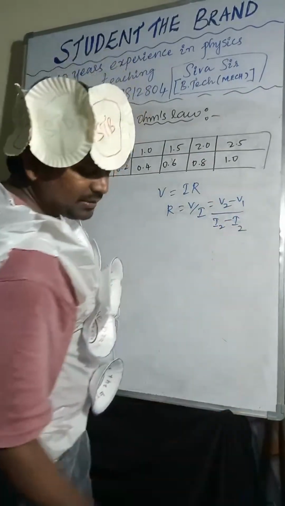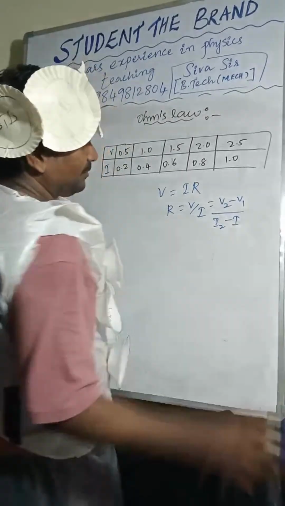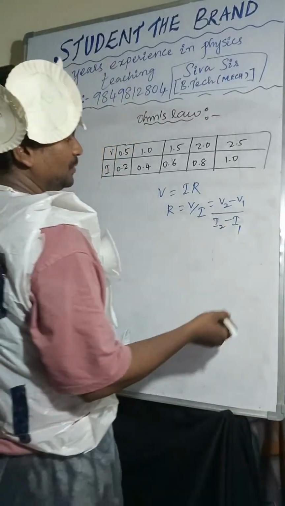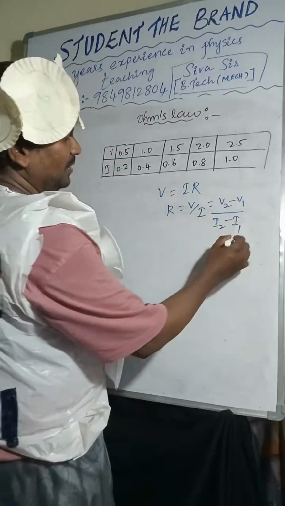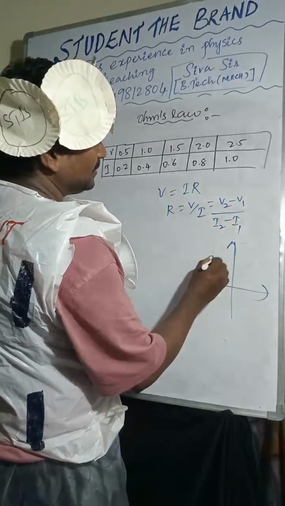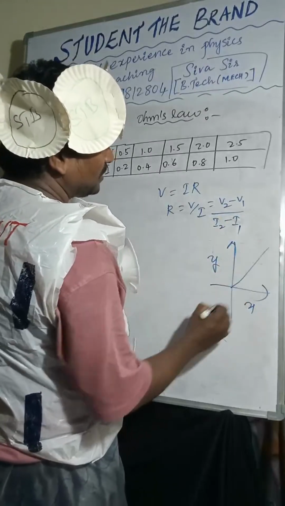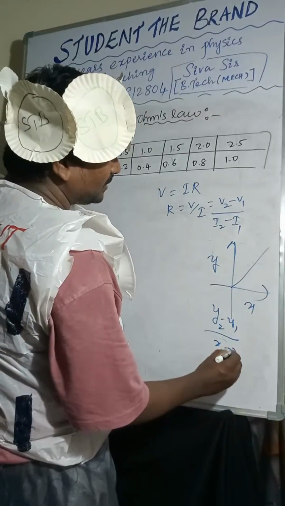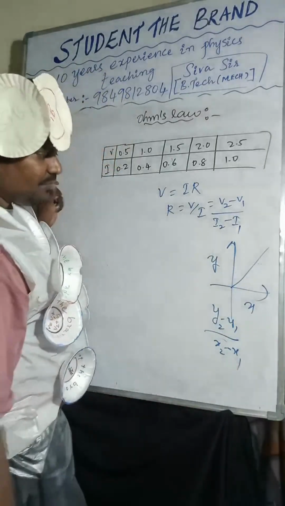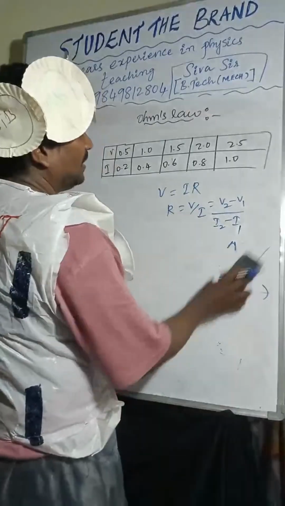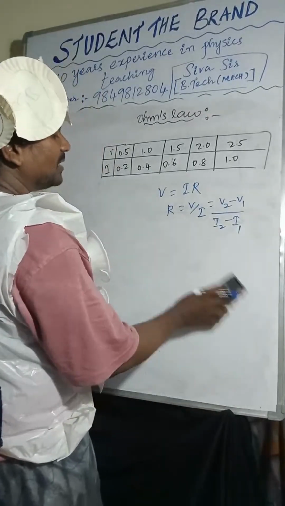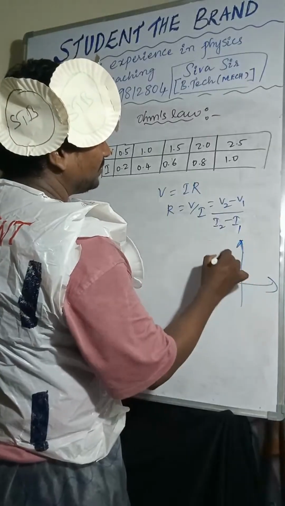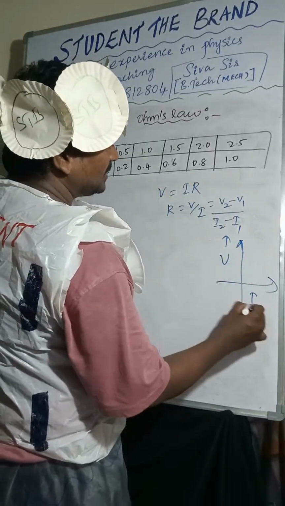Normally in maths, you know, right? The slope of a graph, if you are taking x2, y2 minus y1 by x2 minus x1. So if you are taking this graph, this is the y-axis, this is the x-axis, so I am taking y2 minus y1 by x2 minus x1. See the same format. So we are taking the R value. On the y-axis we are taking V and on the x-axis we are taking I.